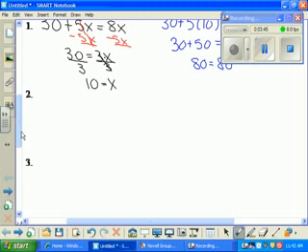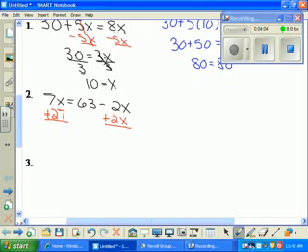Okay. Number 2, we have 7x equals 63 minus 2x. All right, who's going to tell me what to move first? James? The 2x. How am I going to move it? Add 2x to 7x. Good. 9x equals 63. Divide by 9. We get 7.